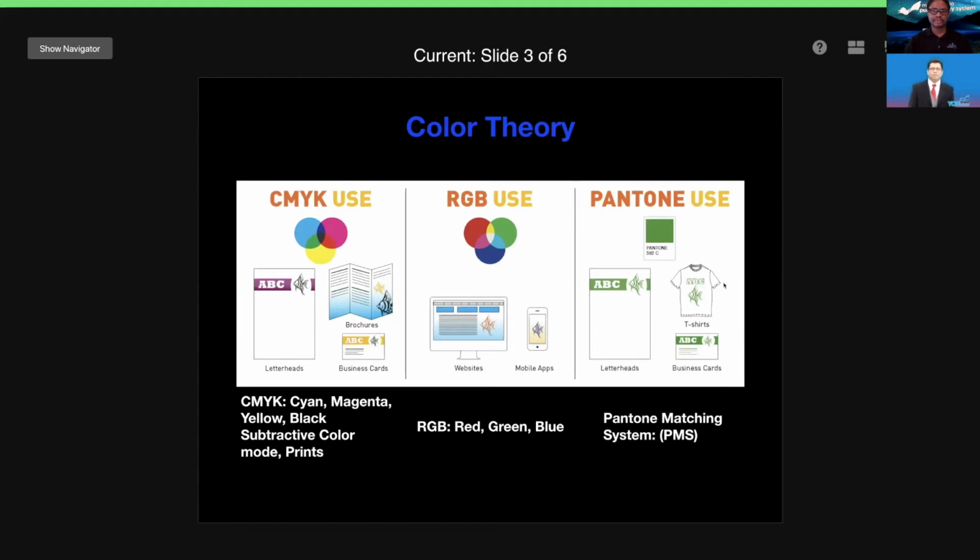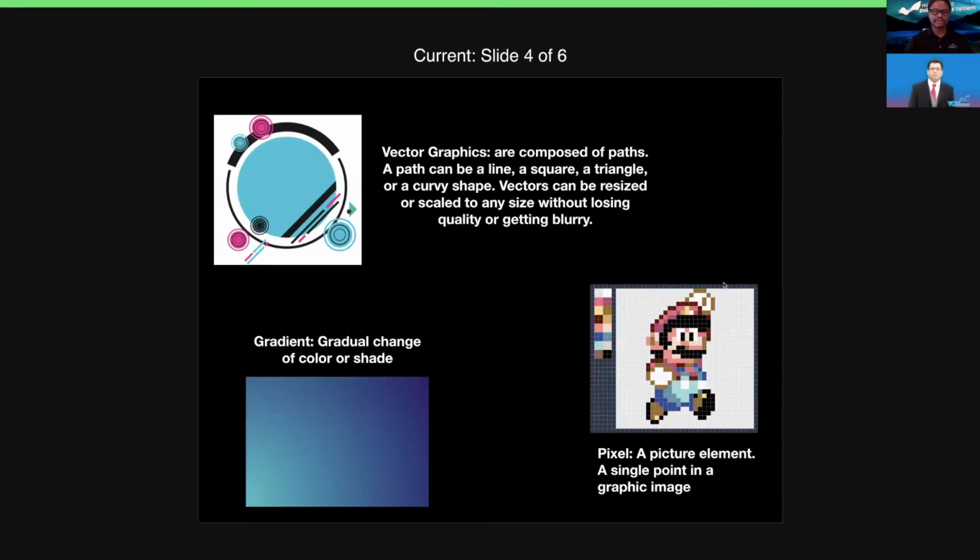So let's continue. Noah, remember you were asking what is a vector? Well, let's read here. Vectors are composed of paths. A path can be a line, a square, a triangle, any curvy shape. So basically anything that's solid. It can be resized and scaled to any size without losing any quality. The quality meaning the resolution, right? You could stretch it out and it won't look blurry. So that's pretty much what a vector is.